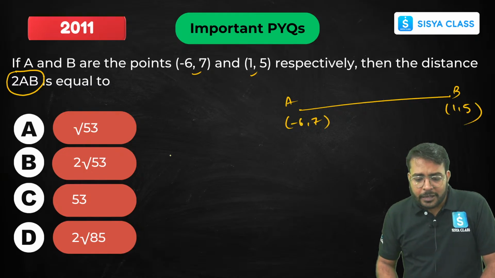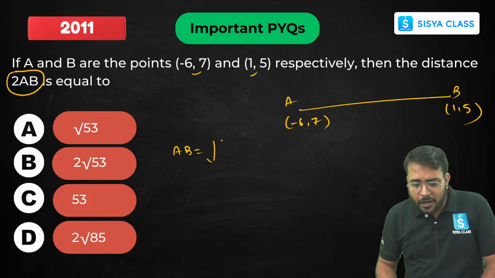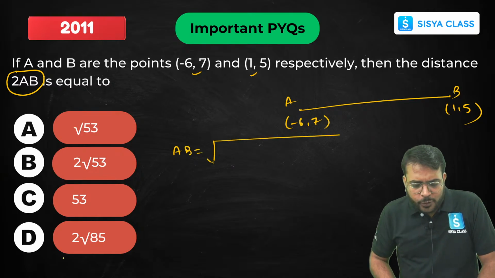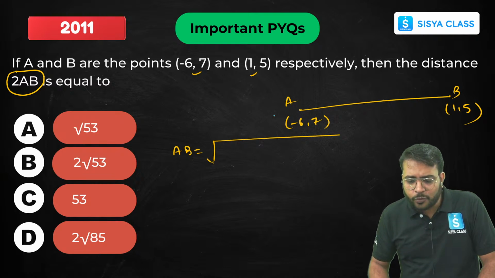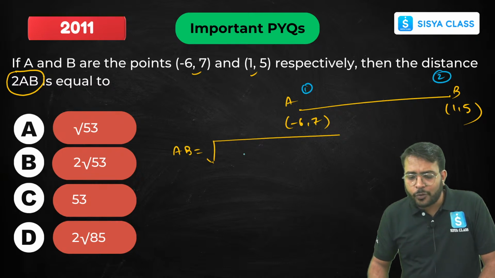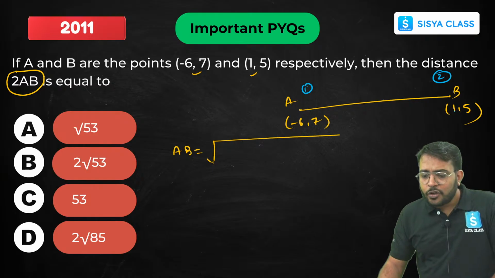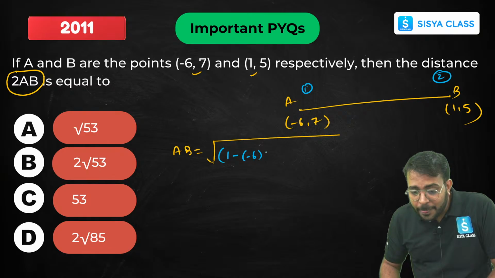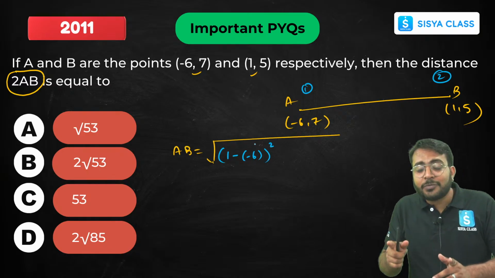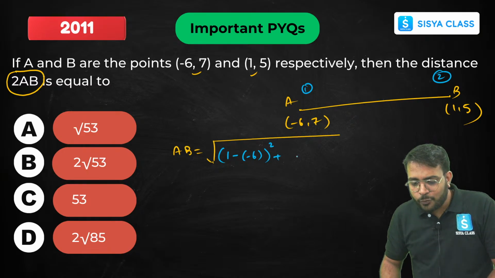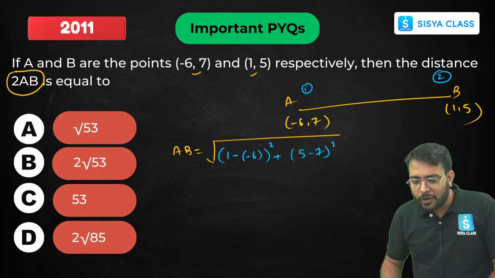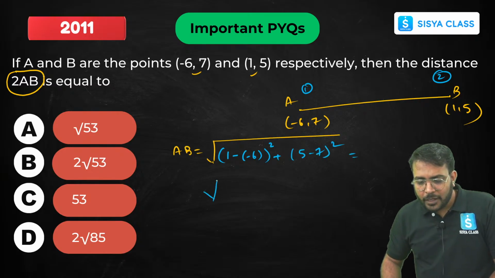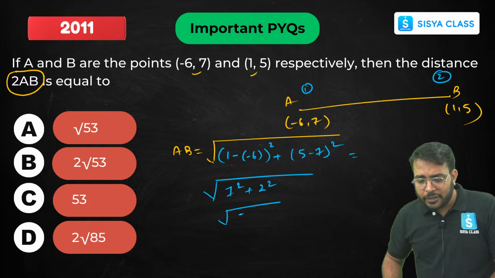Here AB will be under root of, suppose I take this as point 1 and this as point 2. So x2 minus x1, so 1 minus -6. It is going to be 1 minus -6, mistakes happen here. 1 minus -6 means it is going to be 7, plus y2 minus y1, that is 5 minus 7 whole square. So it is going to be 7 square plus 2 square, so it is going to be under root of 49 plus 4, it is going to be 53.